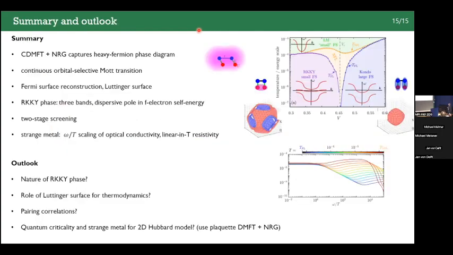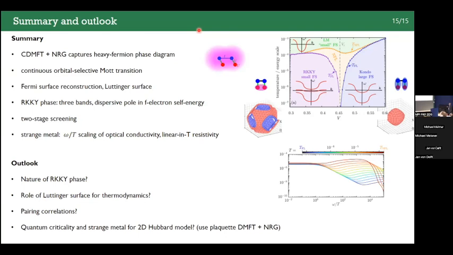All right, so with that, let me wrap up. The main message is that within the periodic Anderson model, using cellular DMFT plus NRG, we believe we capture several of the paradigmatic properties of this model. In particular, we were able to clarify the nature of this quantum critical point. This transition is a continuous orbital selective Mott transition.